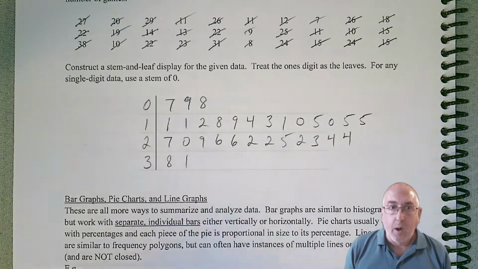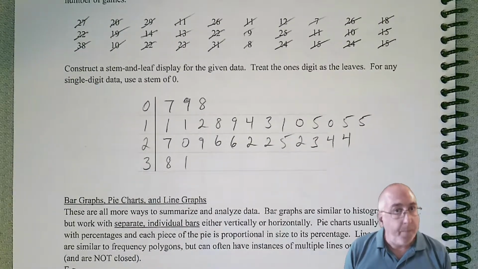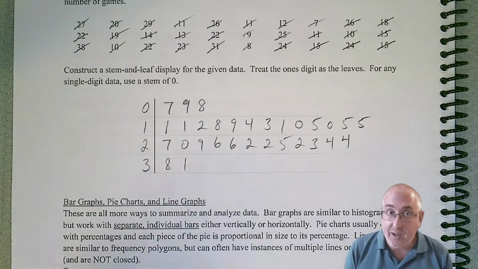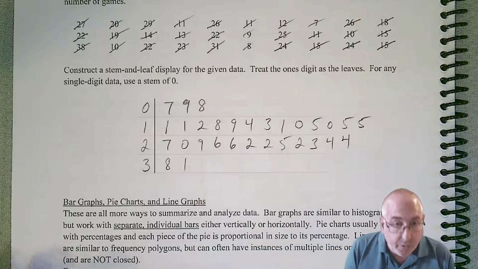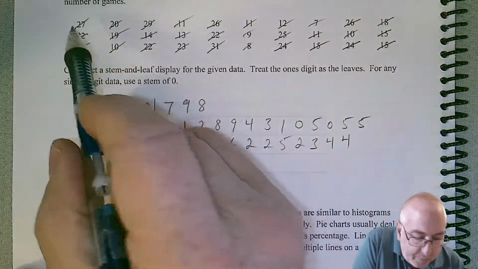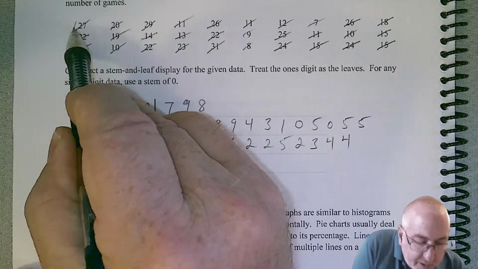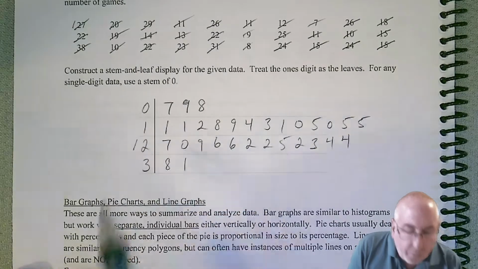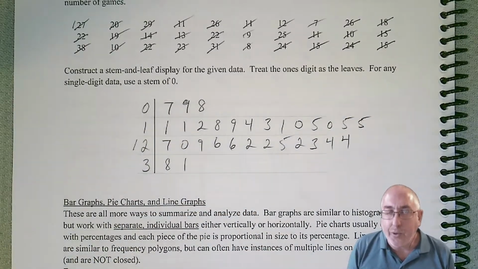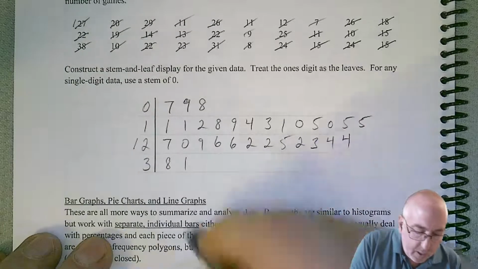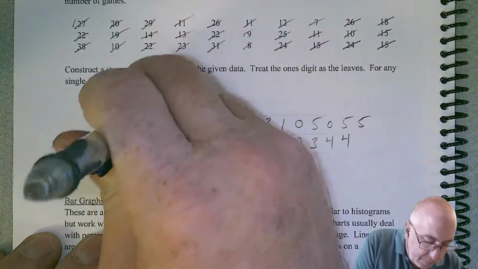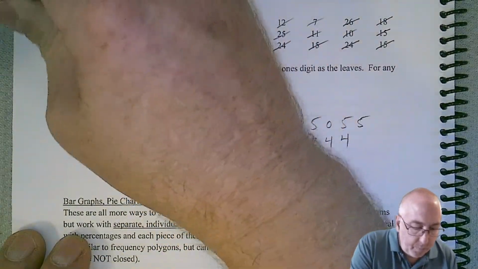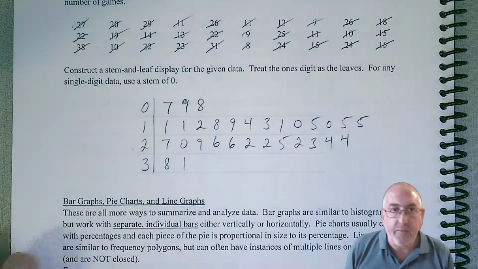So hopefully that made sense, and you can apply this to even 3-digit data if you wanted to. So just for example, if I had 127 here, I would have a stem of 12, and that's how they usually do it with 3-digit data. But you might see that in some problems, you might not, but at least you know how to tackle it if you do see it.